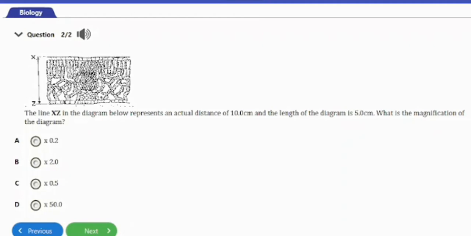The answer to this question is option C, and that's 0.5. That's because the magnification is going to be image length divided by object length. In this case, the image length is 5 cm and the object's length or the distance is 10 cm. So 5 cm over 10 cm, that's 0.5. And that's the answer to this question.